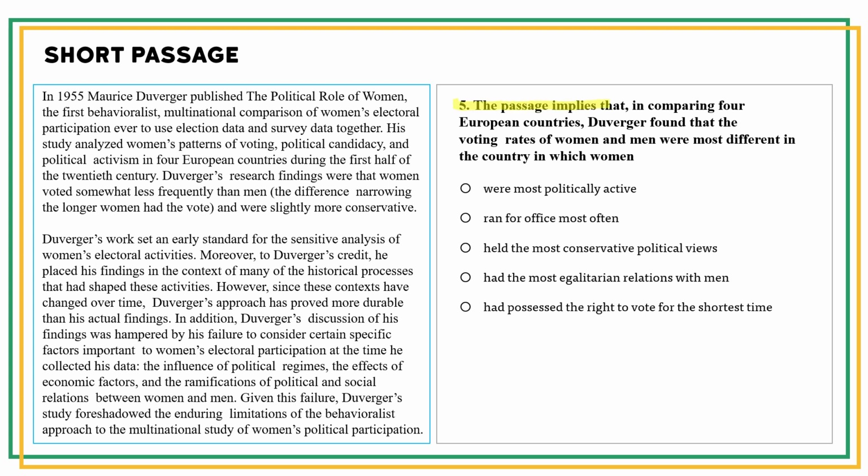So the passage implies that in comparing four European countries, Duverger found that the voting rates of women and men were most different in the country in which women did what? What are the relevant lines? Duverger's research findings were that women voted somewhat less frequently than men. Okay, so women voted less, and the difference narrowed the longer women had the vote.